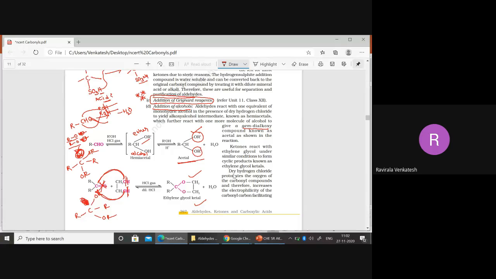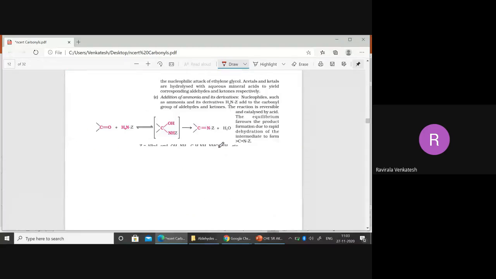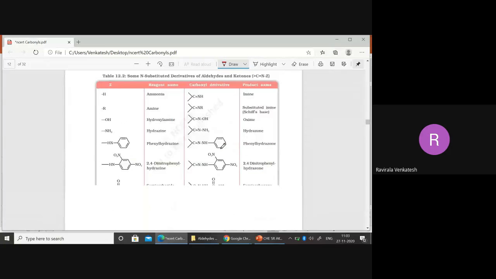And on the same carbon, gem dialkoxy we are calling acetal. If it is ketone, this is called what? Ketal. If you take this one as acetone, ketone, that will be acetone. Next we'll move to what here? Addition of ammonia.